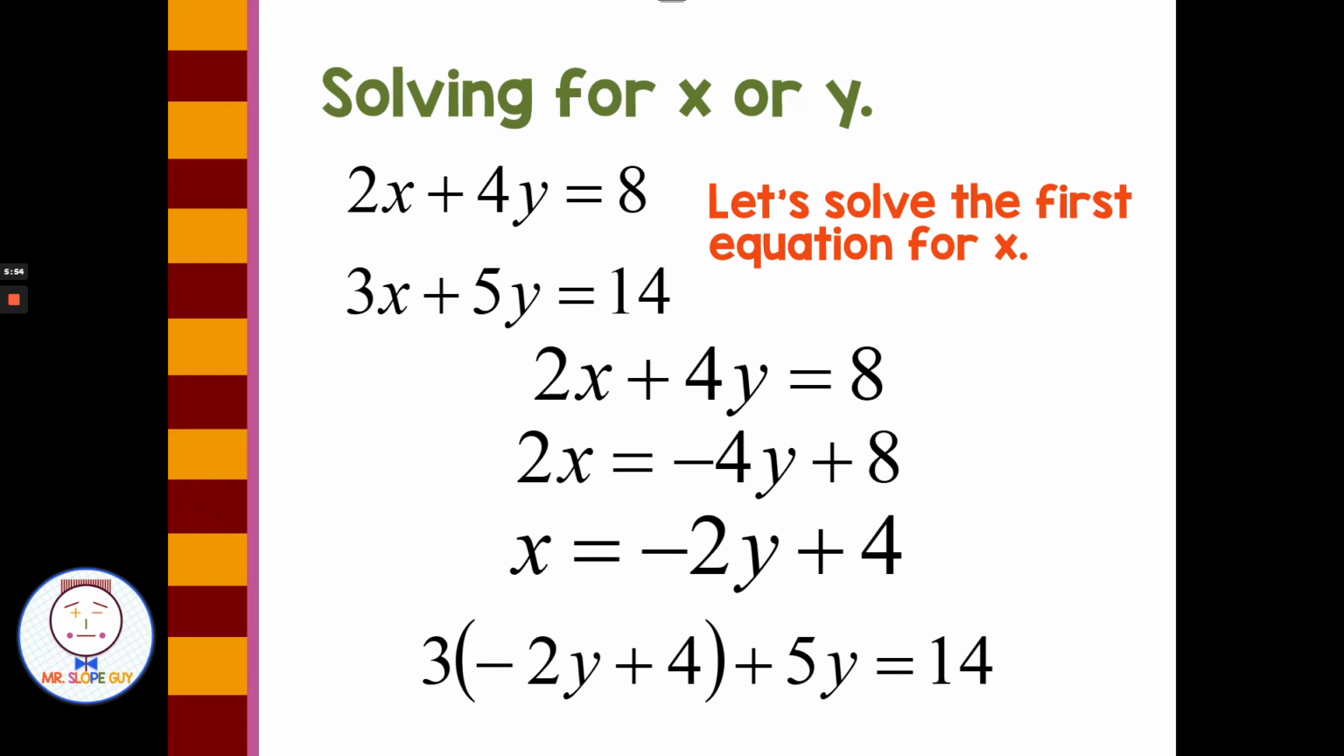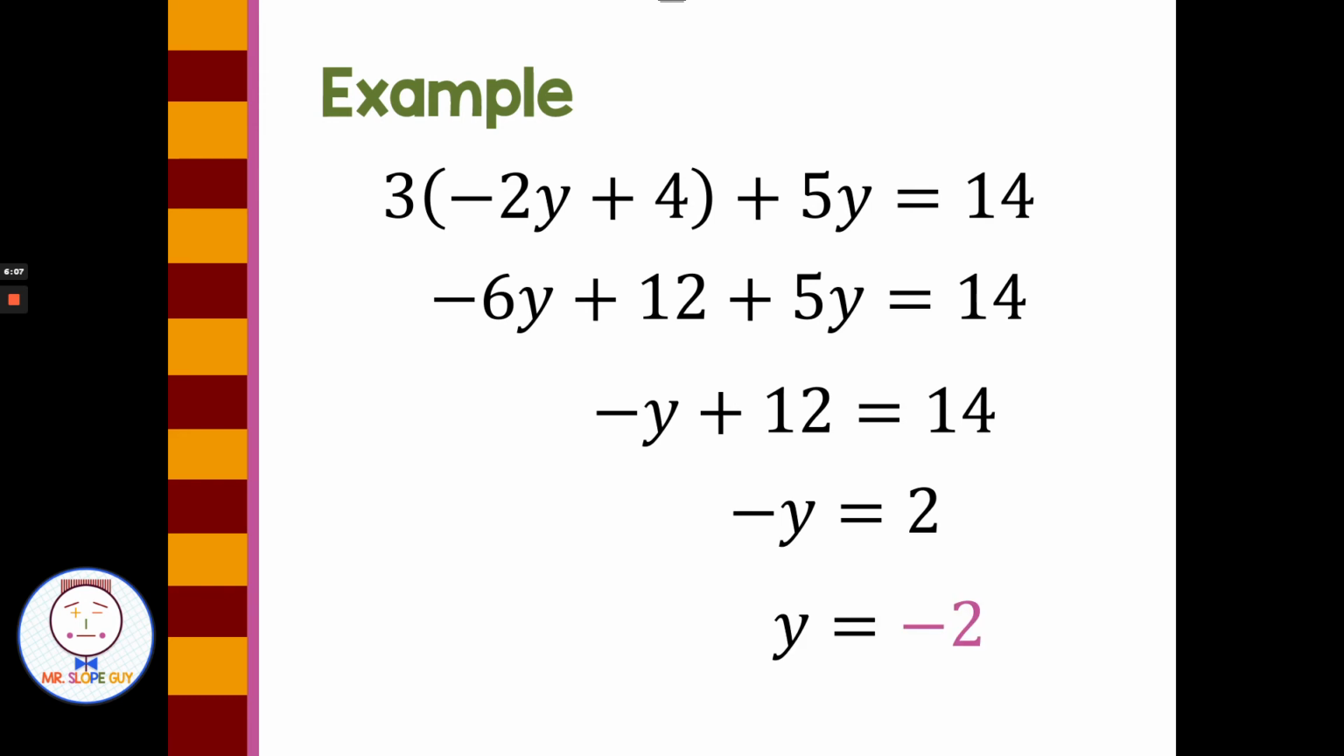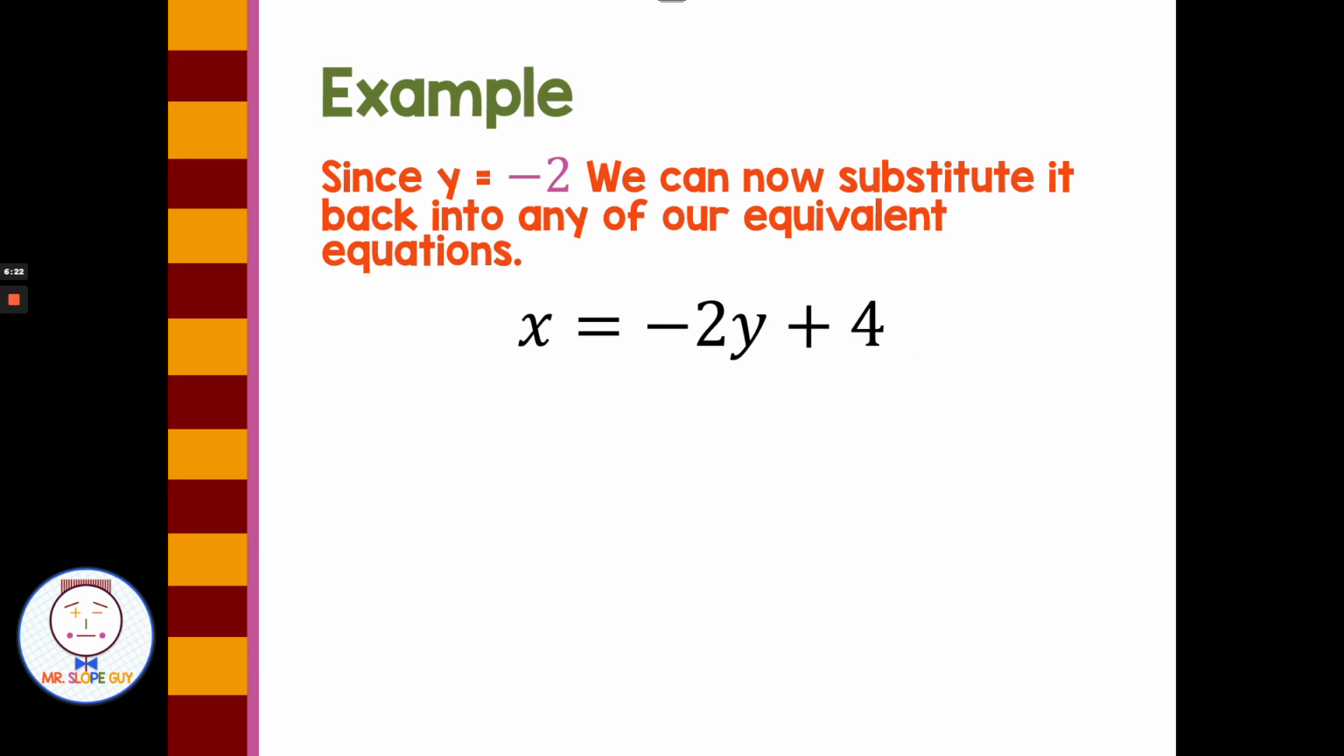Then I can go ahead and solve for y. I can do distributive property, combine like terms, subtract 12 from each side, divide by negative 1, and I get y is negative 2. And now that I have y is negative 2, I can go back and figure out what x is. Well, not only can I use either of the two original equations, I can also use that one I rearranged and solve for x. And that one makes the math a little bit easier.